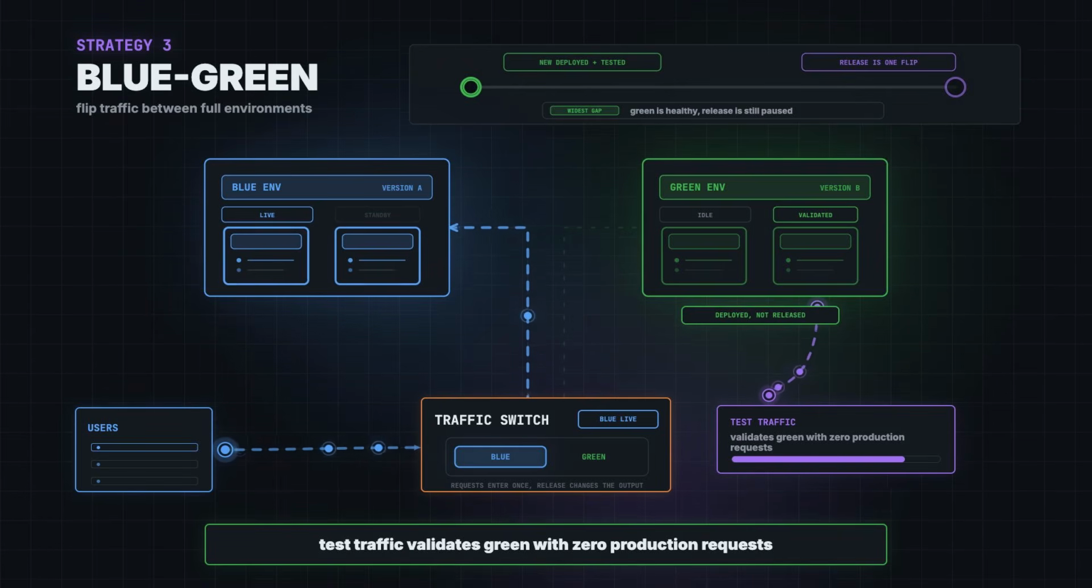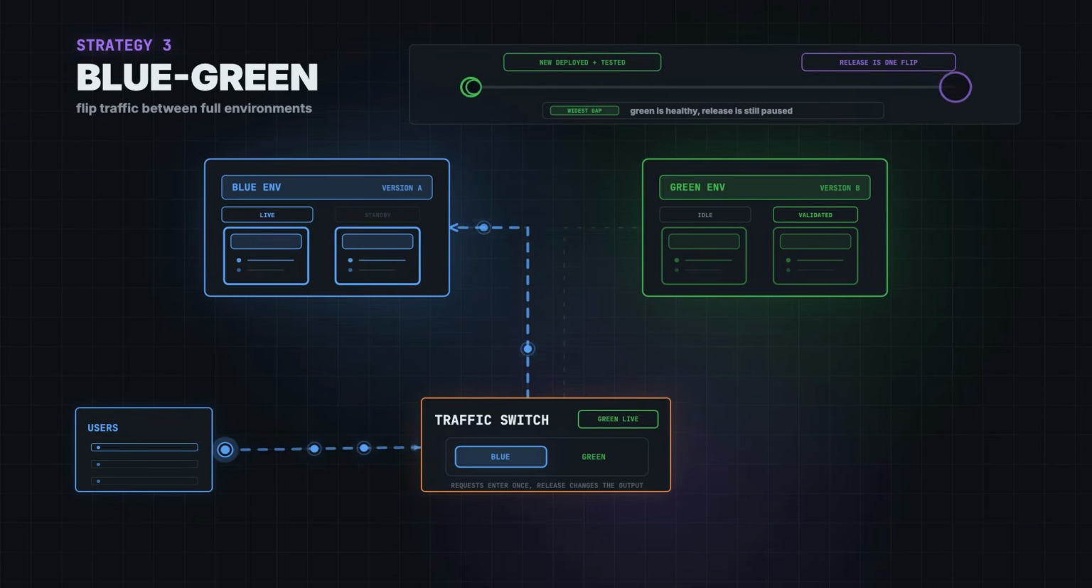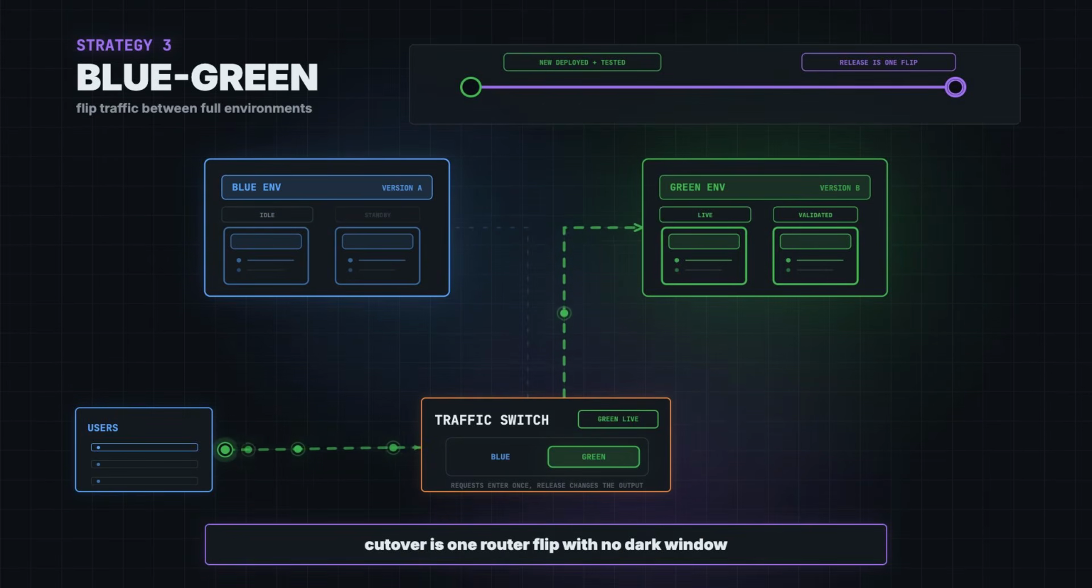The cutover is a single act. You switch the router so every incoming request goes to the new environment at once, and the old one drops to idle while still running. There is no dark window because the new environment is already up and warm when the switch flips. So the change your users see is near instant. Green now serves everything, and blue stands by holding the previous version. That is your zero downtime cutover.